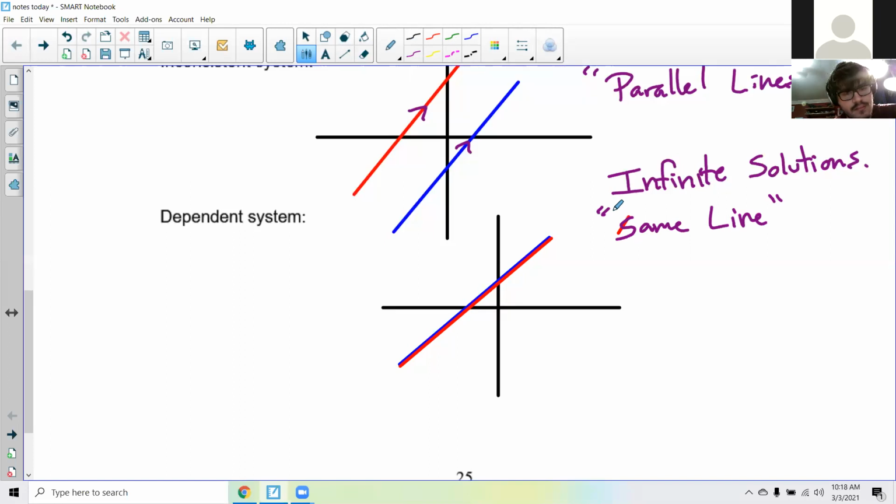And if you get something like 0 equals 0, you can assume that they're the same line, so there's an infinite number of solutions. I think we'll see an example of both today.